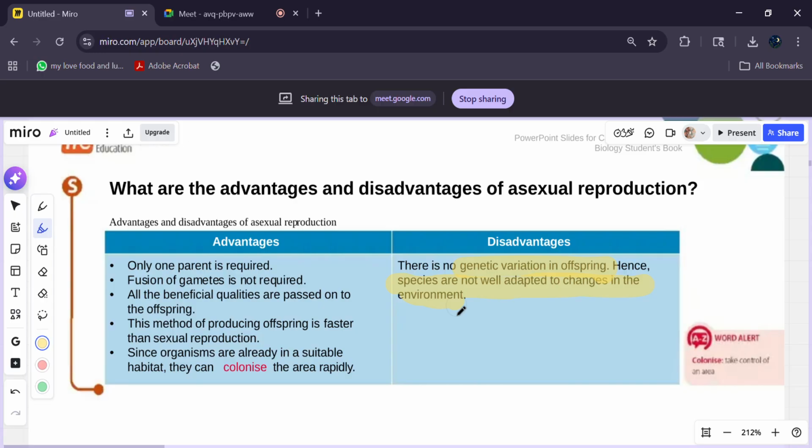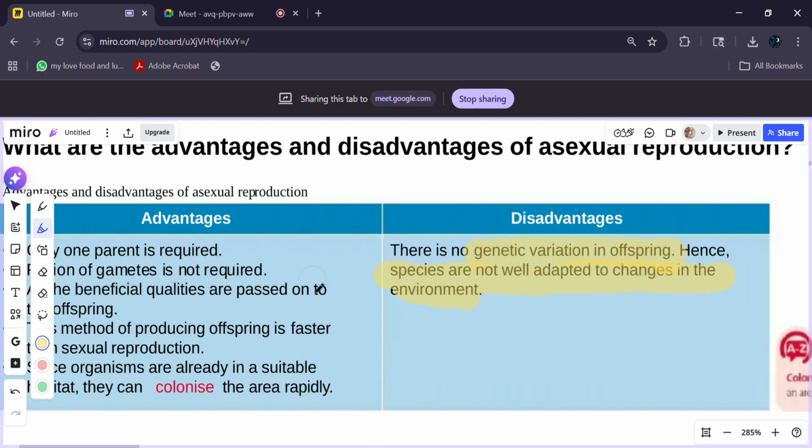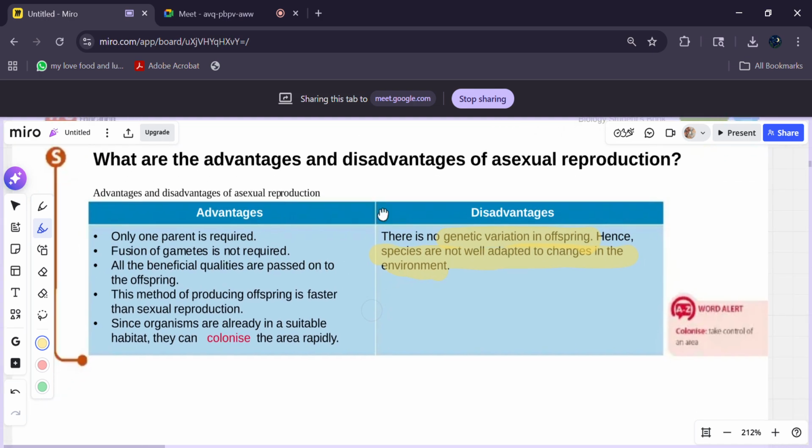Because of this, if the environment were to change or there was a new virus, a new disease in the area, they will not be able to survive because they're exactly the same. So the virus could spread very quickly. It could affect one plant and from there affect many more of these plants because they're exactly the same, and they could not adapt well to changes in the environment. So this is what is meant by the disadvantage of asexual reproduction.